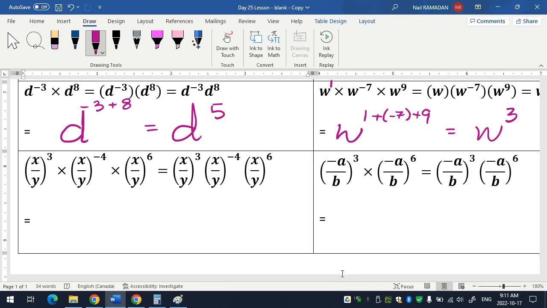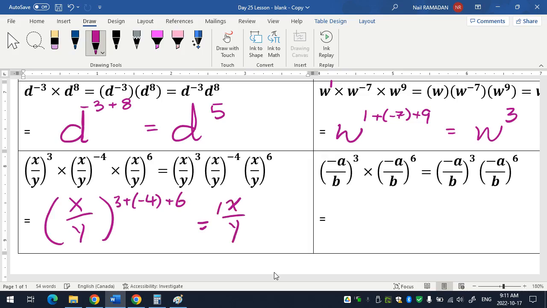What is that? 3 plus minus 4 plus 6. Well, 3 plus 6 is 9. Take away 4, that's a 5. What's the only thing I can do now? We did it with fractions. What do I do? Haley, any idea?